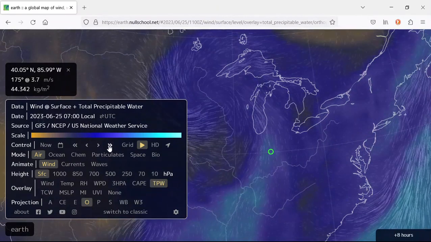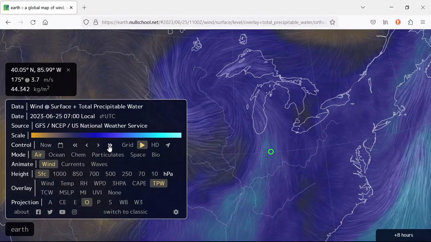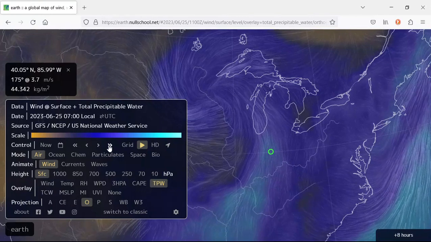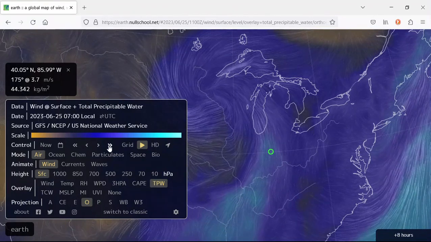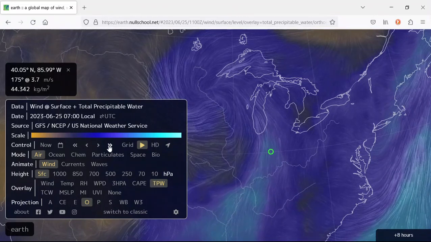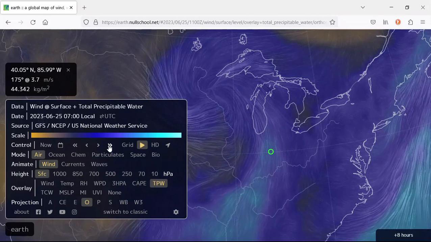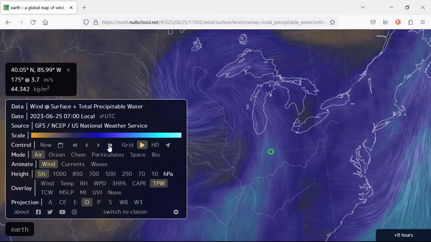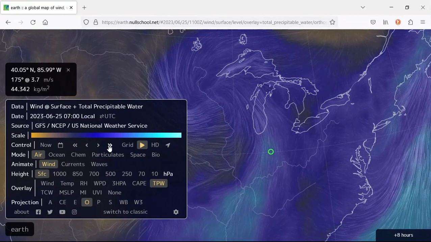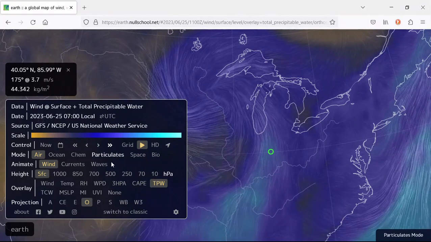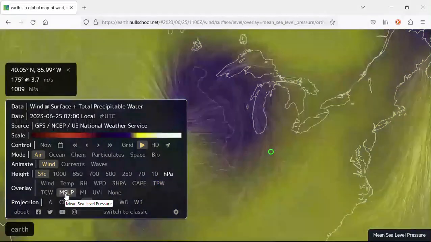And do we have the ingredients here in central Indiana for a tornado that occurred on June 25th, 2023 in the afternoon? Most certainly we do, based on this evidence here of higher values of precipitable water compared to earlier times of the day, but also other locations. We can also continue on looking at mean sea level pressure.